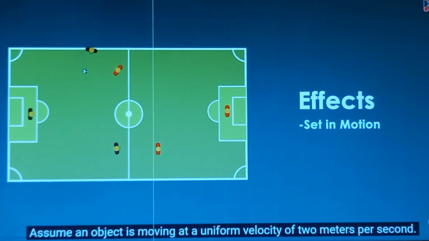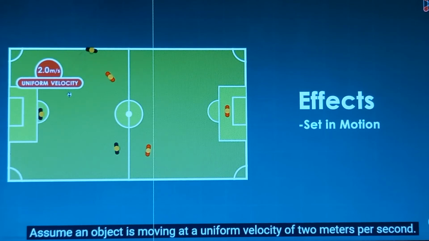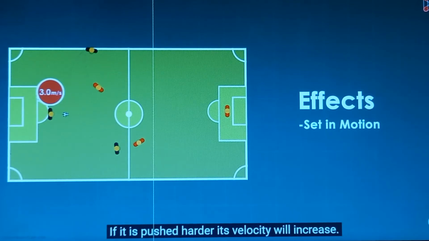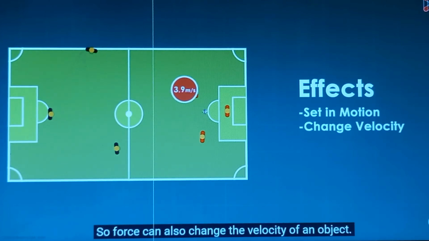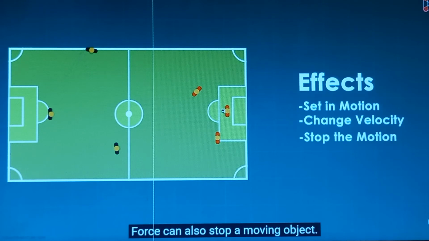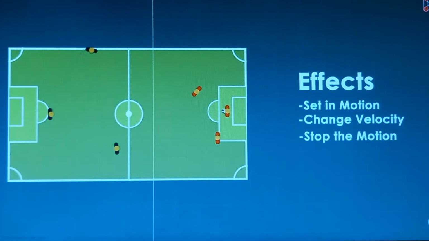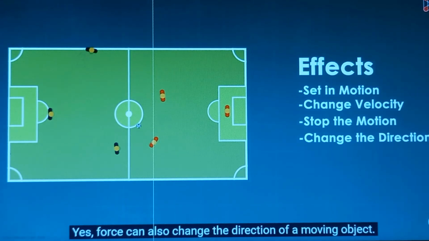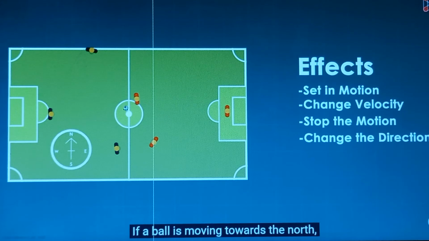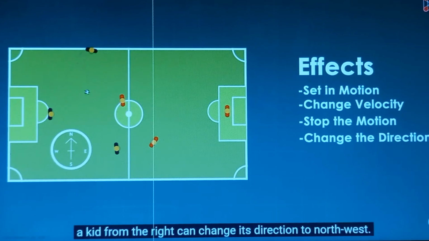Assume an object is moving at a uniform velocity of 2 meters per second. If it is pushed harder, its velocity will increase. So force can also change the velocity of an object. A force can also stop a moving object. Anything else you can think of? Yes, force can also change the direction of a moving object. If a ball is moving towards the north, a kick from the right can change its direction to northwest.